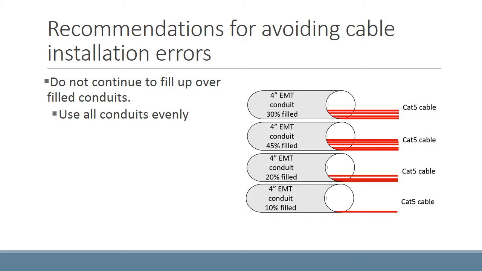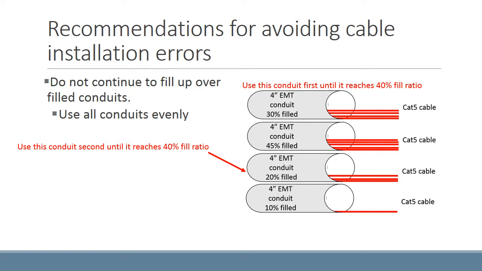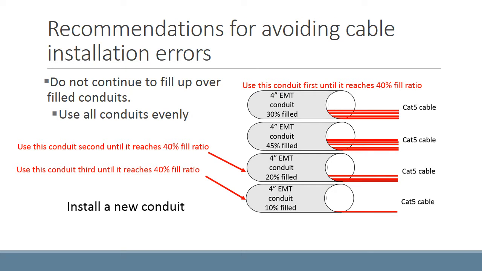Do not continue to fill up overfilled conduits. If you have many cables to install, use all conduits evenly. Based on this image, the conduit on the top should be filled first until it reaches the recommended 40% fill ratio. Then continue filling the rest of the conduits until each has reached 40% fill ratio. If all of the conduits have been filled, then install a new conduit.